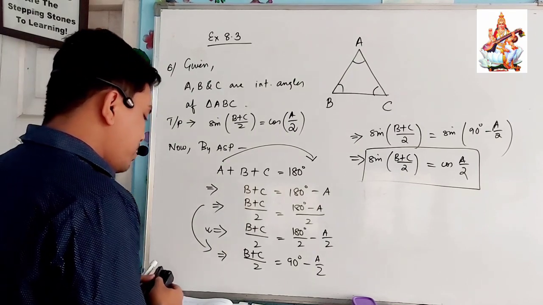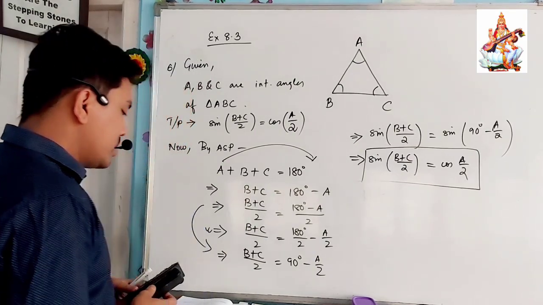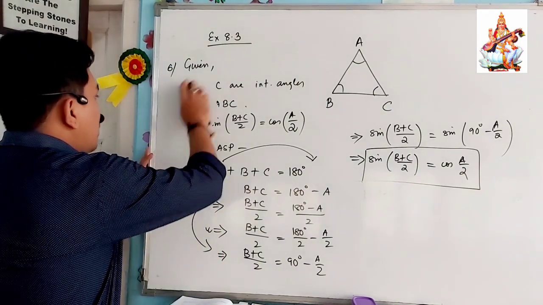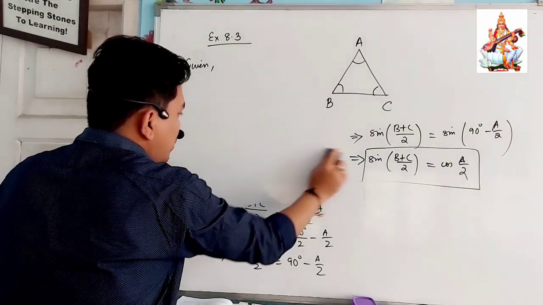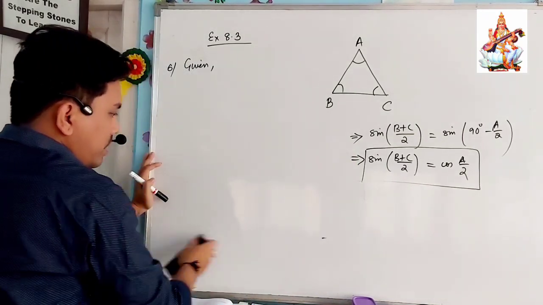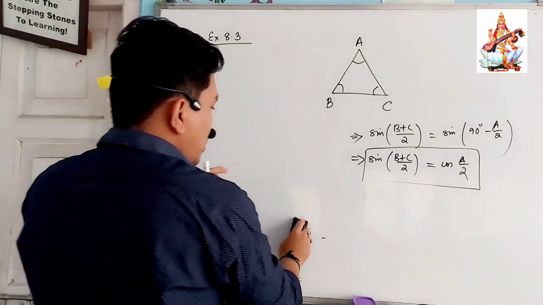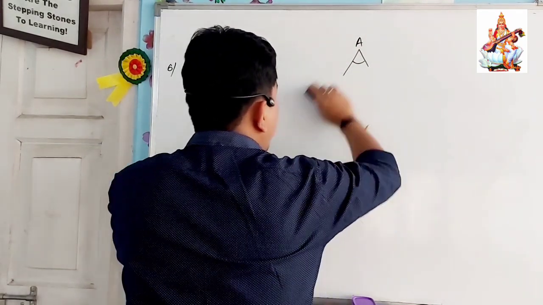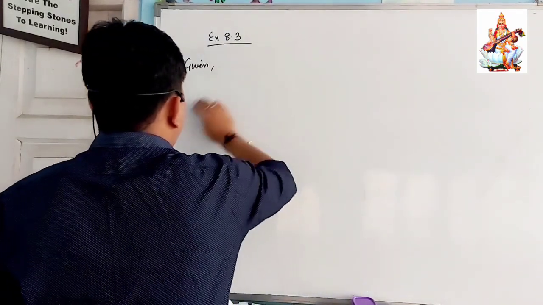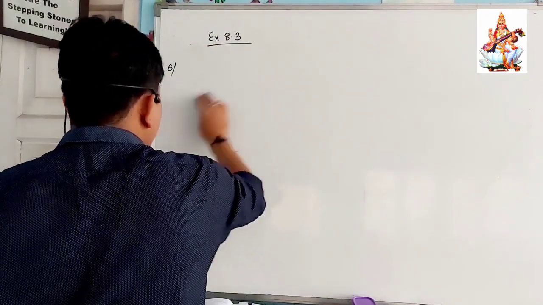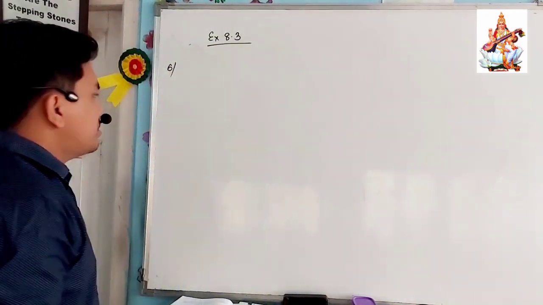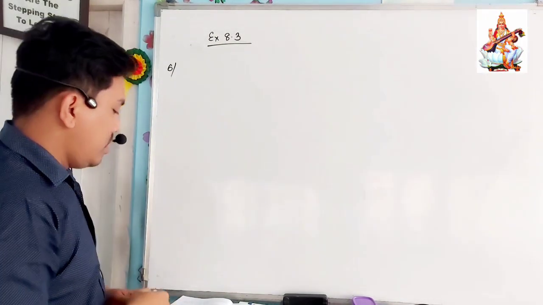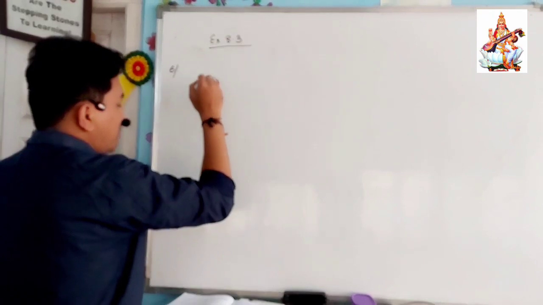Express sin 67 plus cos 75 in terms of trigonometrical ratios between 0 and 45. The angles which are given are greater than 45 degrees. Can you see? 67 degrees is greater than 45, and 75 is also greater than 45. So we have to change that expression in terms of angles between 0 and 45.